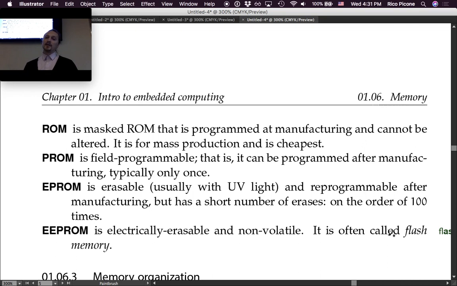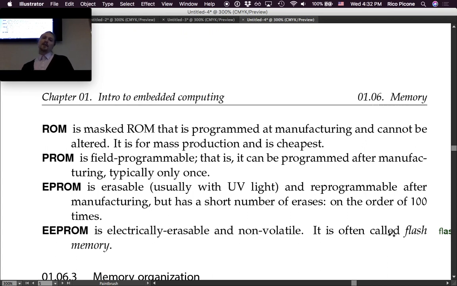EPROM is erasable, usually with UV light, and reprogrammable after manufacturing, but has a limited number of erases, on the order of 100 times. So you might be able to erase it several times. Like for instance, if you thought, well, I might need to do some patch updates a handful of times. I don't need to read and write from this memory millions of times. I just need to do it a handful of times when I want to, say, change how this thing boots. Very rarely will you need to do that, but there might be a need to do it a little bit.